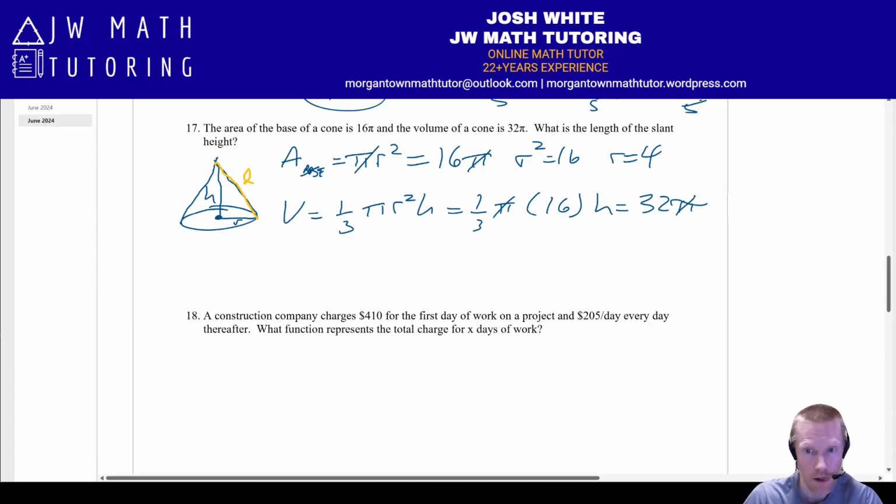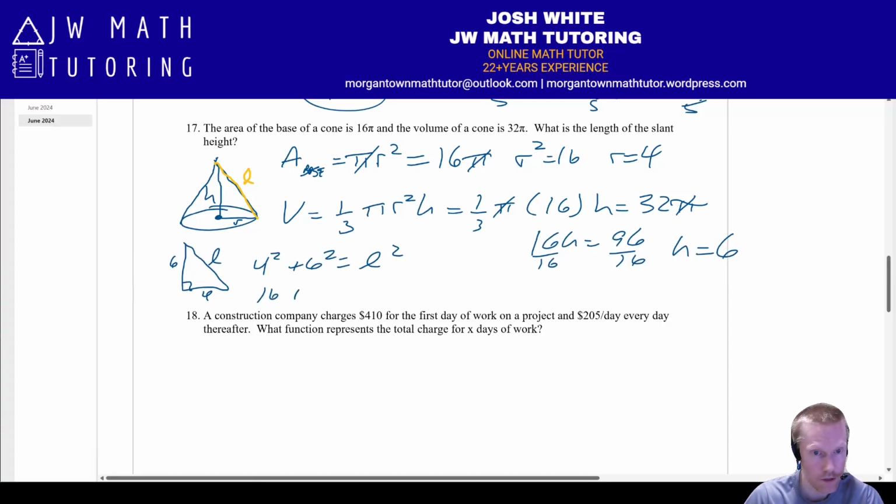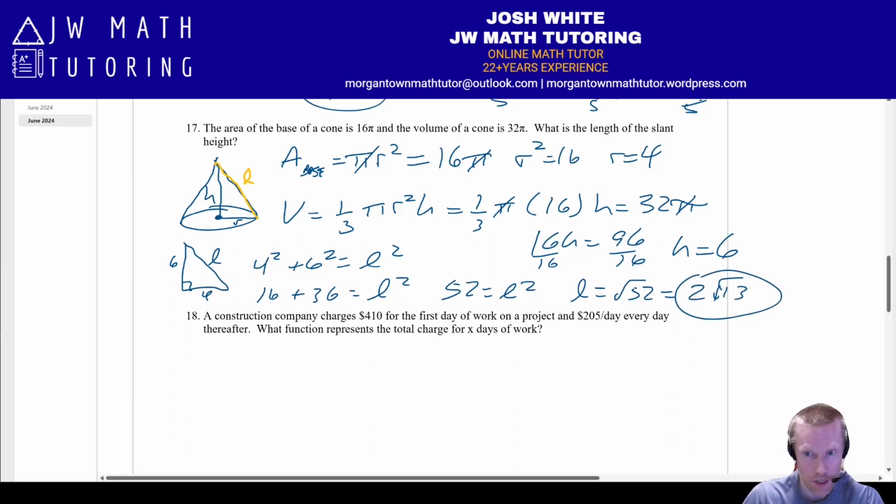The pi's cancel out. You can go ahead and multiply by 3, and you get 16h equals 96. Divide by 16. The height for this cone equals 6. So now you've got a right triangle. One side is 4, one side is 6, and we're solving for the slant height. So it's basically 4 squared plus 6 squared equals L squared. 16 plus 36 equals L squared. 52 equals L squared. L is the square root of 52, or in its simplified form, just 2 root 13. So that's going to be your correct answer.